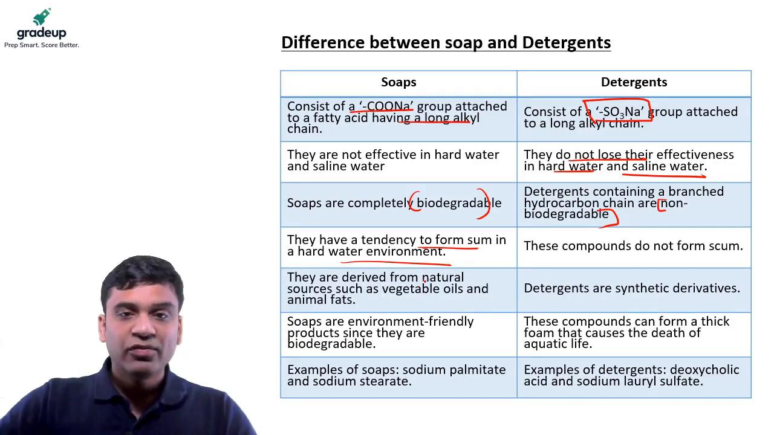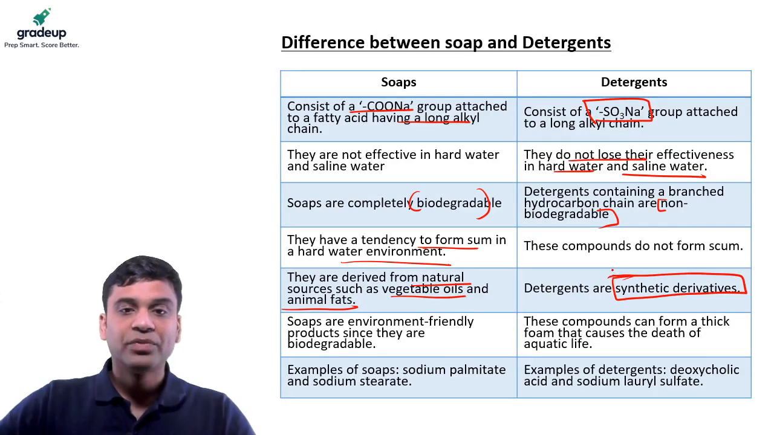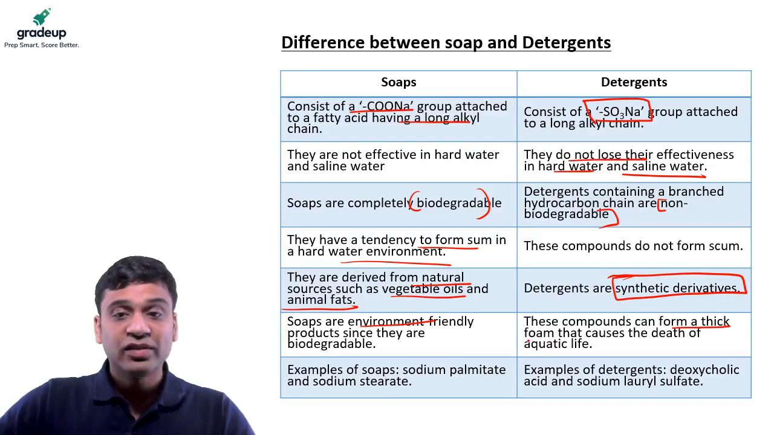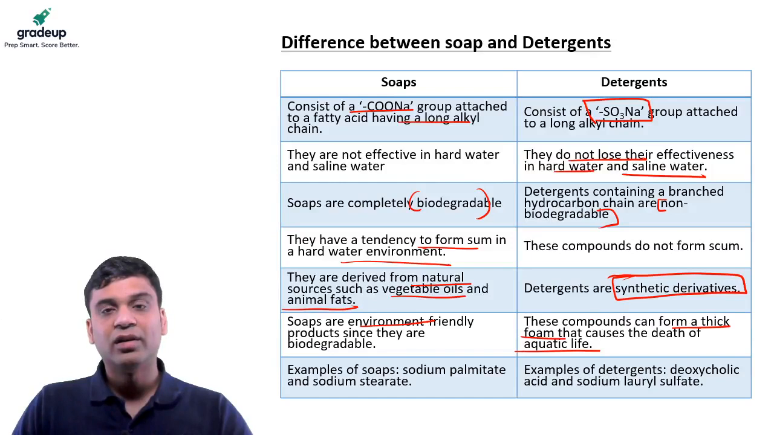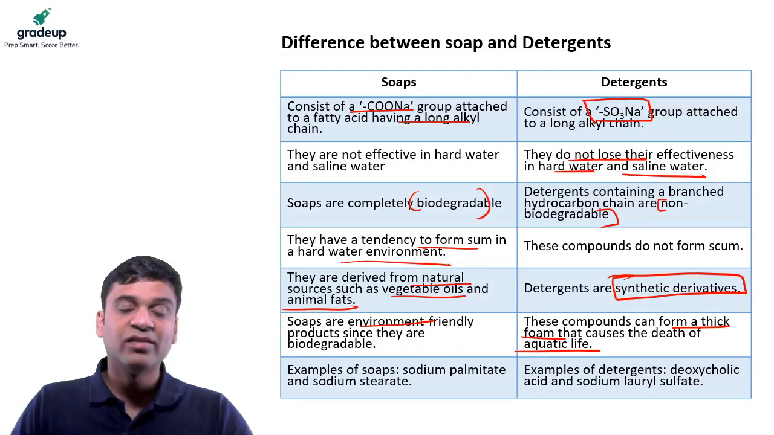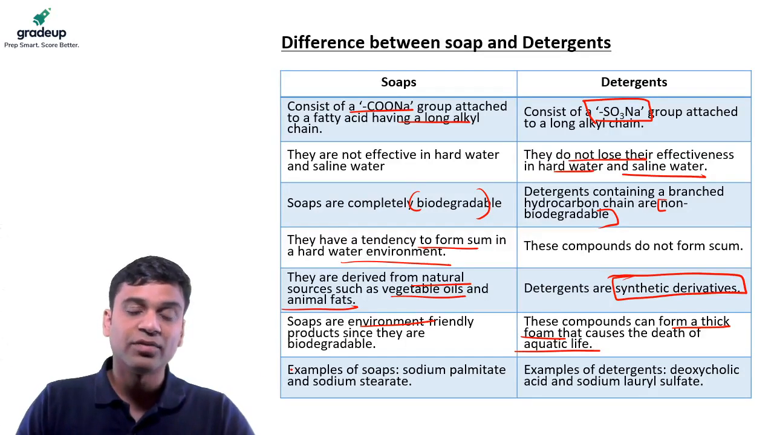Soaps are derived from natural sources like vegetable oils and animal fats, as I've told you. The detergents are synthetic derivatives. Soaps are environment friendly. They form a thick foam. This is the jag. And the thick foam, if it gets diverted to the aquatic systems, it causes harm to the fish. It causes death to the fish and other aquatic life.